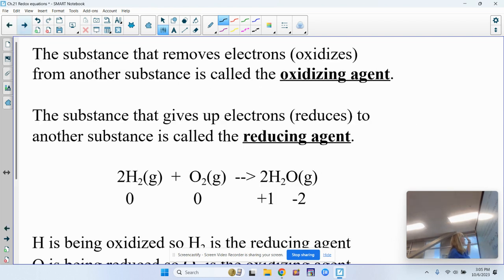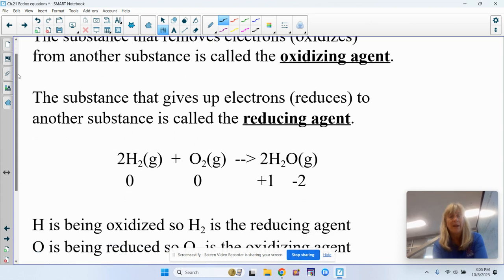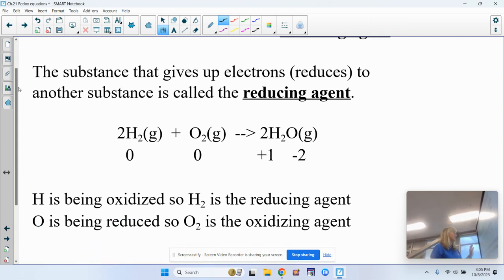Okay, next slide. The substance that's removing the electrons is called the oxidizing agent. The substance that's giving up the electrons to another substance is called the reducing agent. So in this little example, hydrogen is being oxidized, so the reactant that H2, that hydrogen was in, is the reducing agent. And oxygen is being reduced, so the reactant that oxygen is in is the oxidizing agent.